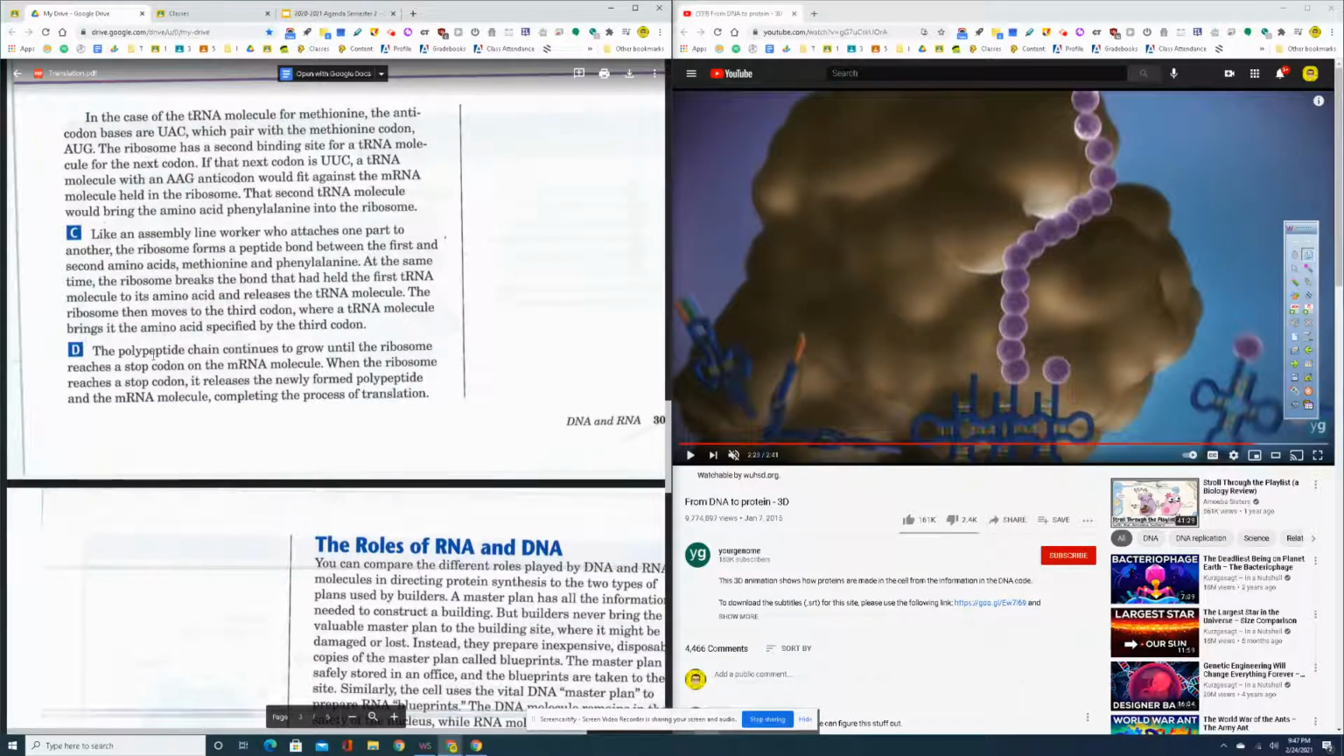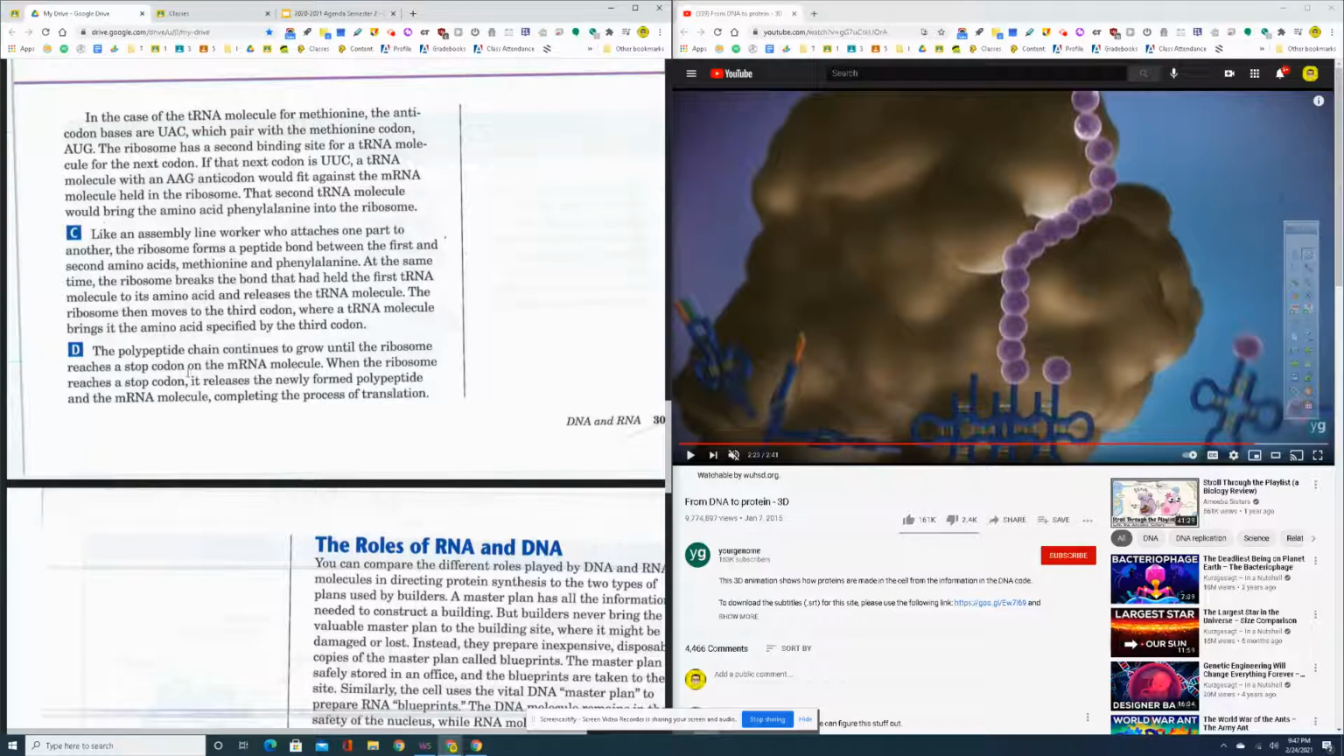The polypeptide chain continues to grow until the ribosome reaches a stop codon on the mRNA molecule. So as you can see, here's the polypeptide continuing to grow. Now, notice these amino acids will continue to be brought by tRNAs until the ribosome finds a codon that tells it to stop doing the protein synthesis, right?